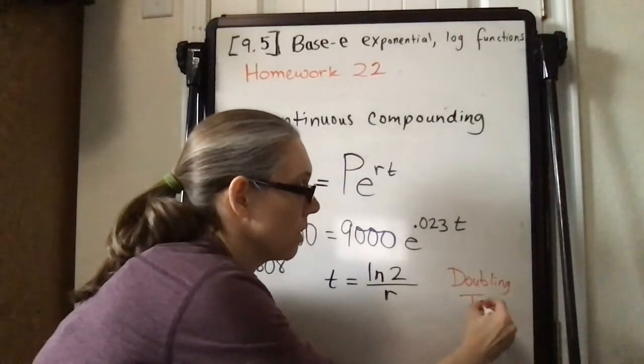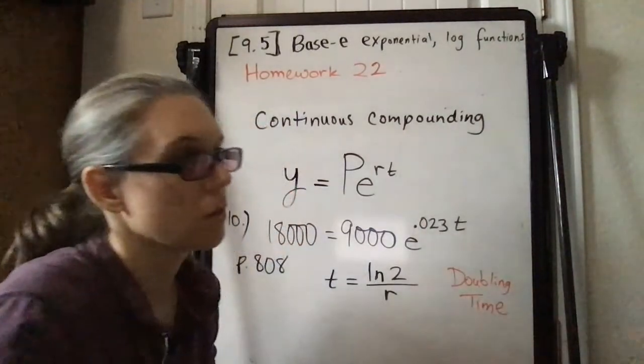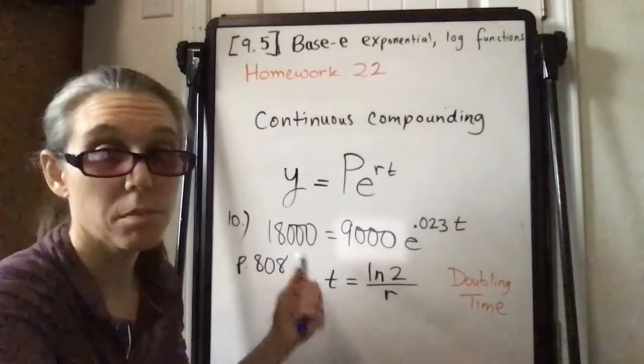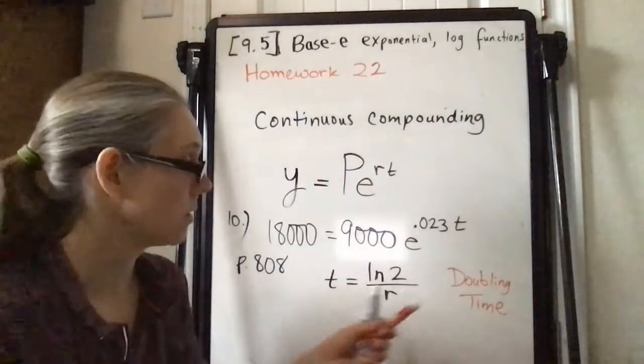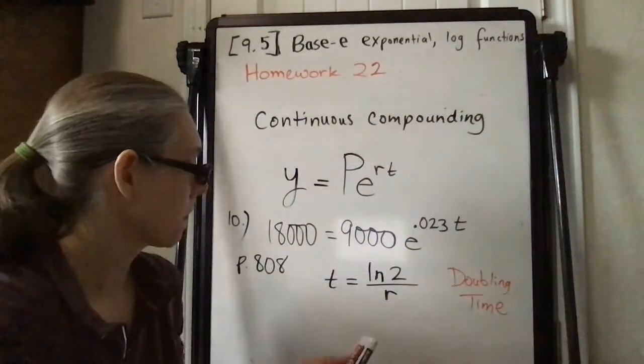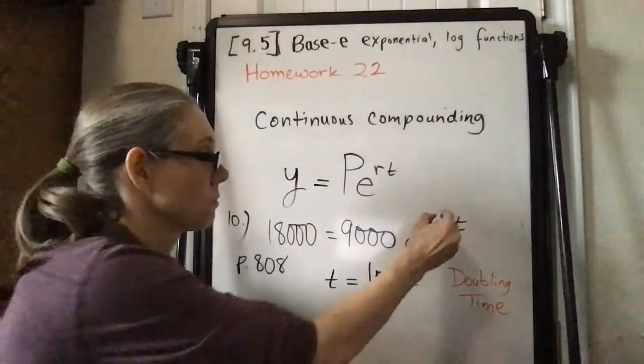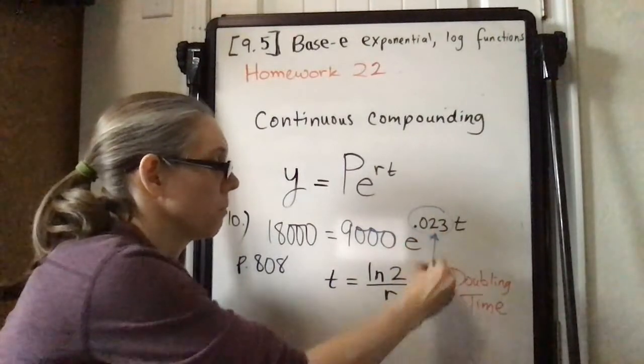So that's very handy. This only works for doubling time. If you want to triple it, or you need to grow 9,000 to a different number other than just its double, you don't get to use this formula. So this is only a doubling time formula. And you just take ln of 2 and divide it by r. So the interest rate, there's your r value right there.